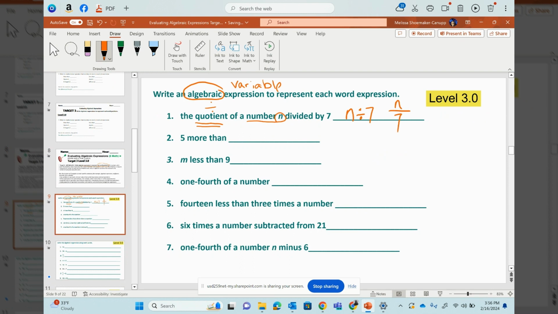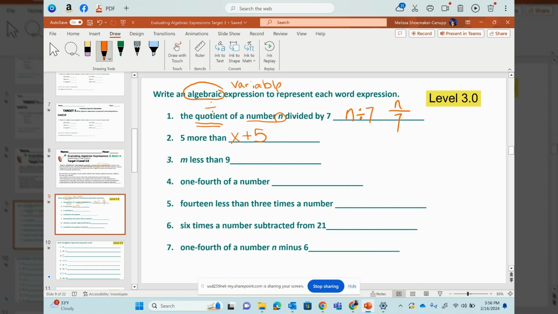Okay, 5 more than. Then if they told me something, I could put it in here as a variable. M less than 9. Okay, I want you to try that and see what you can do. So I'm going to skip around on some of these.